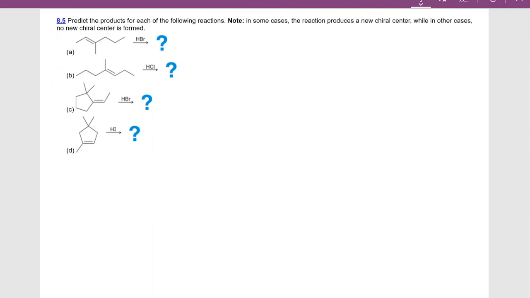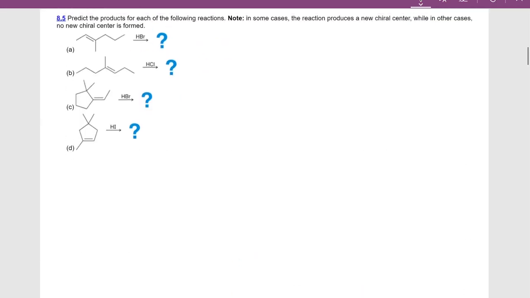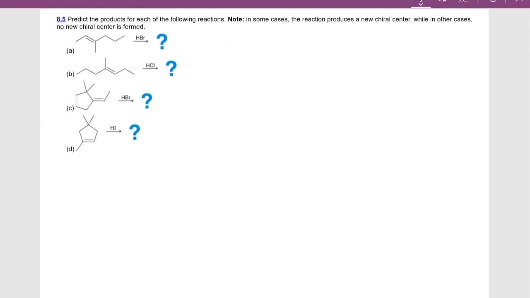Alright, so let's predict the products for each of the following reactions and try to decide whether we've created a new chiral center. Okay, so for A, what are we adding and where are we adding it? So first we need to consider regiochemistry, and second we need to consider stereochemistry. Okay, so we're adding H and Br across that double bond. So let's erase that double bond there.